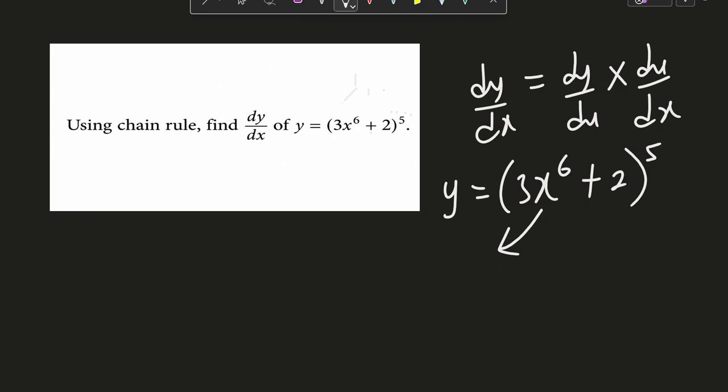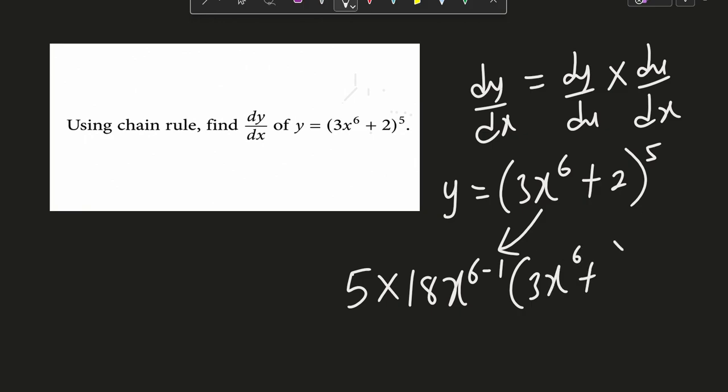If I differentiate this, I'm going to have 6 times 3, that is 18. Since I'm differentiating, I'm going to take 1 off the power. Then the next thing I'm going to do is multiply by the power, which is 5, down to 18. Then I bring down the whole bracket.